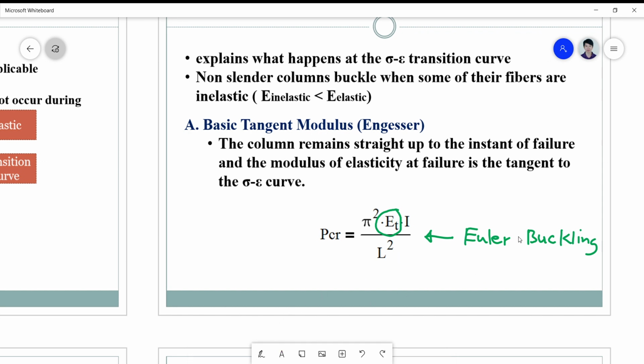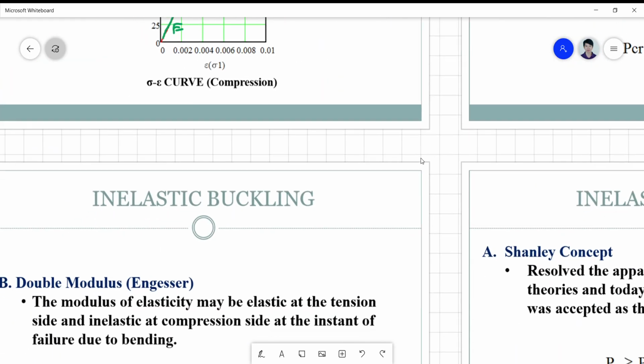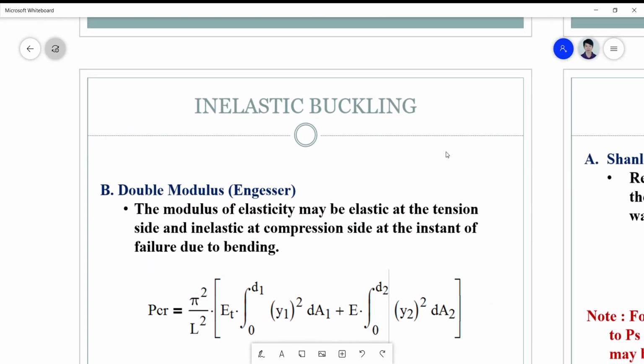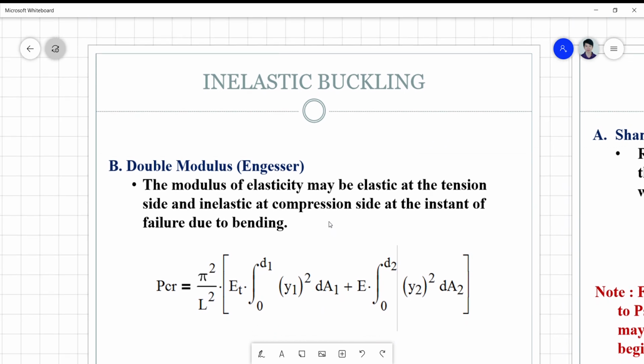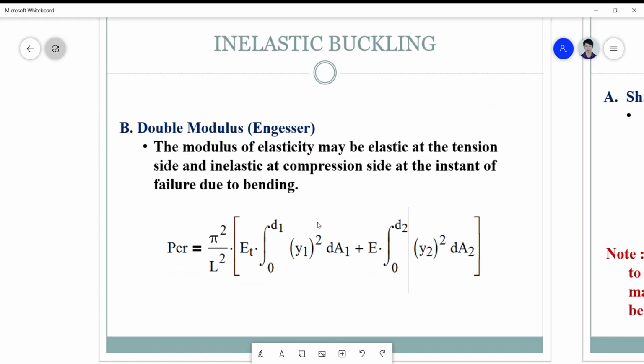Okay, so I discussed the derivation of this on the separate video. For the double modulus of Engesser, he simply separated the behavior of the part in which the fibers of the steel are behaving elastically, and that part in which the fibers are behaving inelastically.